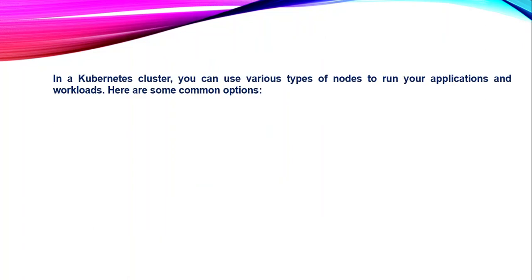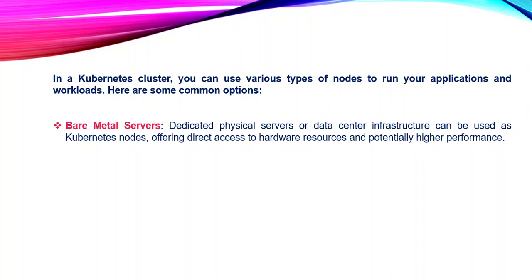So now let's talk about the various types of nodes to run your applications or workload, and you have different options. The first one is bare metal servers. What is this all about? You can have dedicated physical servers in your data center or your infrastructure, which you can use as your Kubernetes nodes. This one will offer you direct access to hardware resources and potentially higher performance. Some organizations use bare metal, and there is a potential of having higher performance when you use it.